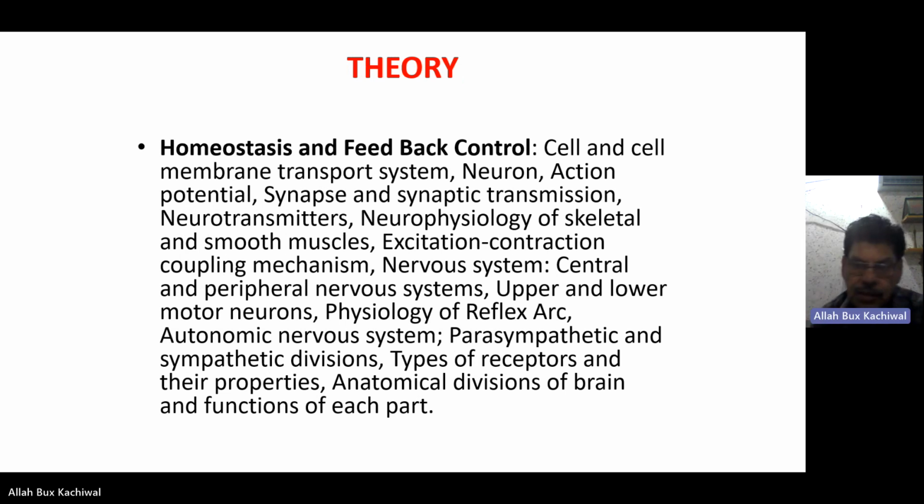So, in theory, we will complete the lectures on homeostasis and feedback control, in which we will talk on cell and cell membrane transport system, neuron, action potential, synapse and synaptic transmission, neurotransmitters, and neurophysiology of skeletal and smooth muscles, excitation-contraction coupling mechanism, nervous system, central and peripheral nervous system, upper and lower motor neurons, physiology of the reflex arc, autonomic nervous system, parasympathetic and sympathetic divisions, types of receptors and their properties, anatomical divisions of the brain, and function of each part.